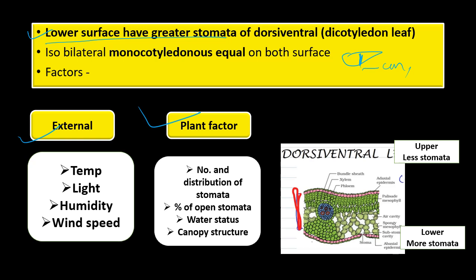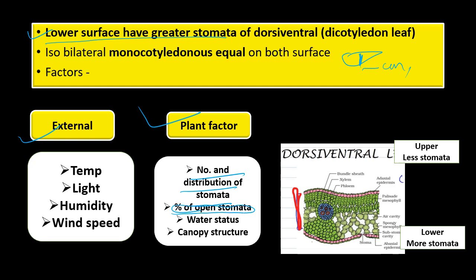Now the plant factors: number and distribution of stomata. If the number is less, transpiration is also less. And for distribution, if the stomata are present on the upper surface, it shows higher transpiration. If they are present on the lower surface, it may be less than the upper surface. Next is percentage of stomata.